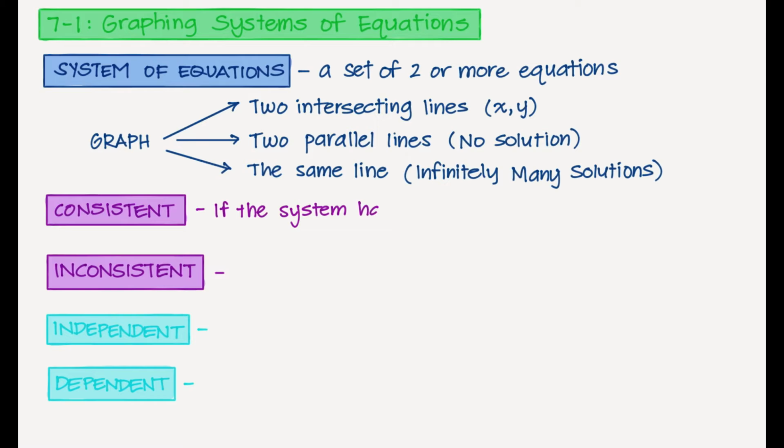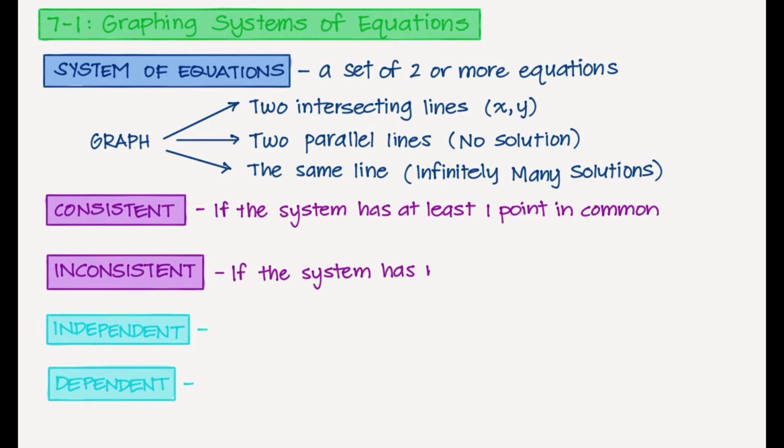We would describe a system as being consistent if it has at least one point of intersection. So two lines that are intersecting, or even the same line intersecting with itself. Now, the system would be called inconsistent if it has no points of intersection, meaning that the two lines are parallel. We could also describe a system as being either independent or dependent.